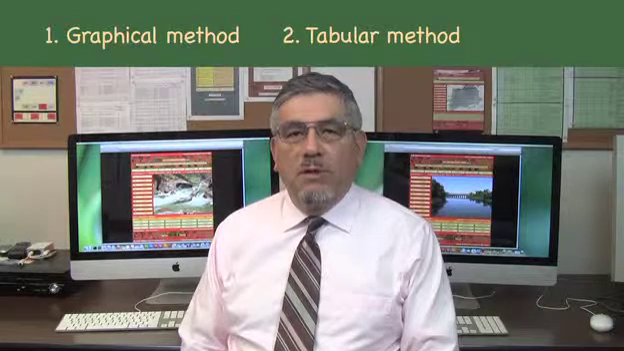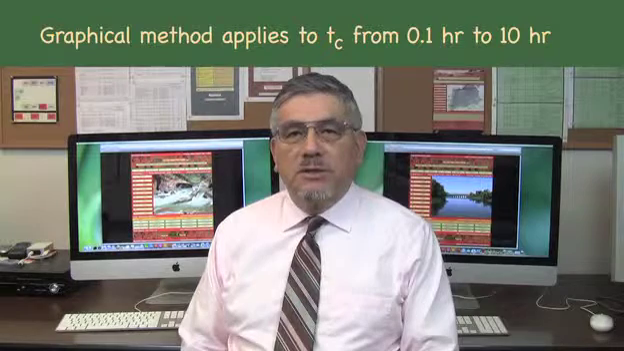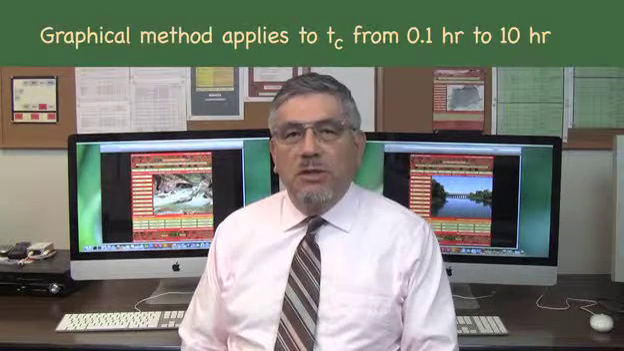The TR55 method for flood discharge calculations in small and mid-sized urban catchments was developed by the Natural Resources Conservation Service in 1975 and revised in 1986. The methodology consists of 1. Graphical method and 2. Tabular method. The graphical method is described here. This method applies to catchments with time of concentration in the range 0.1 hour to 10 hours.